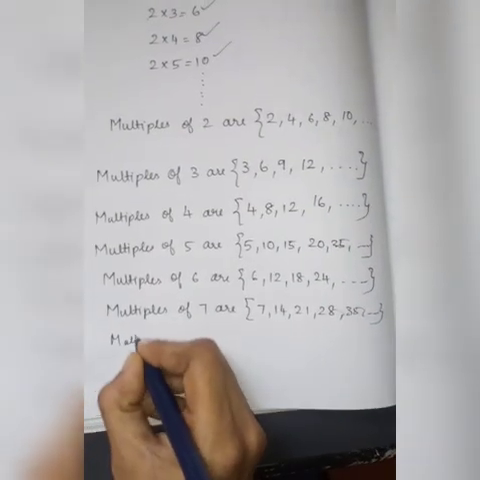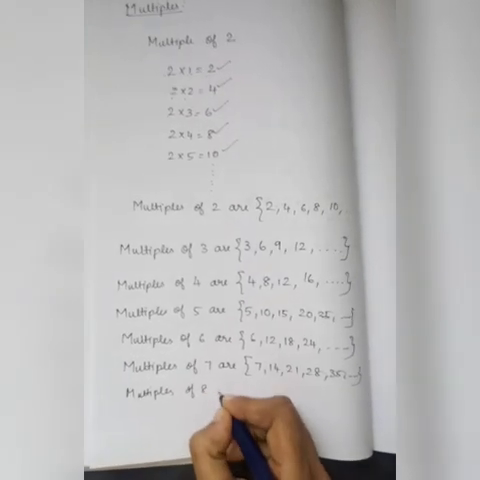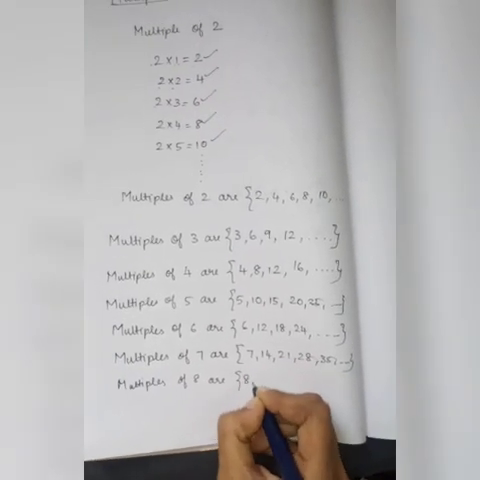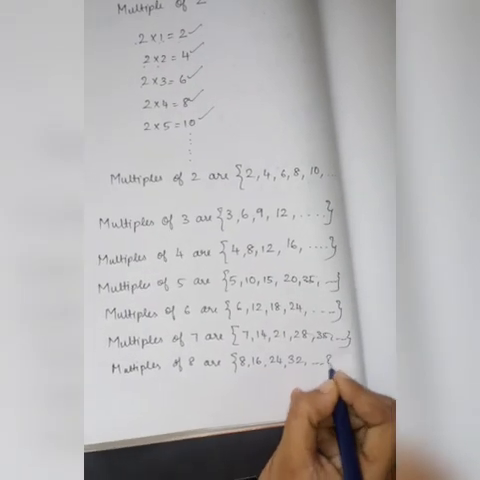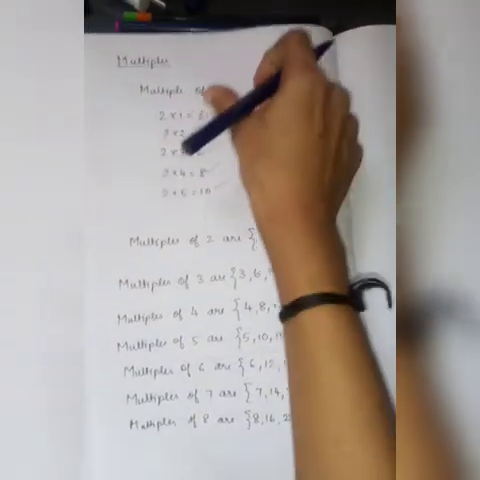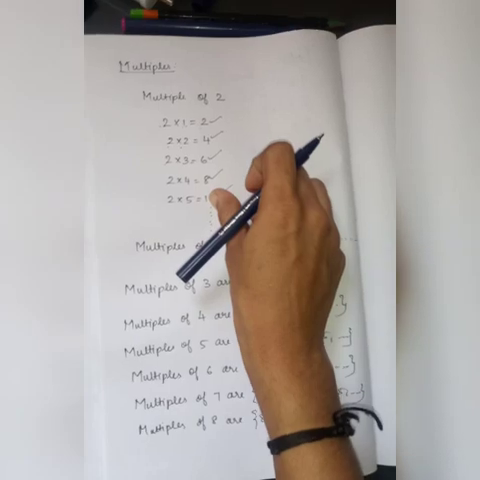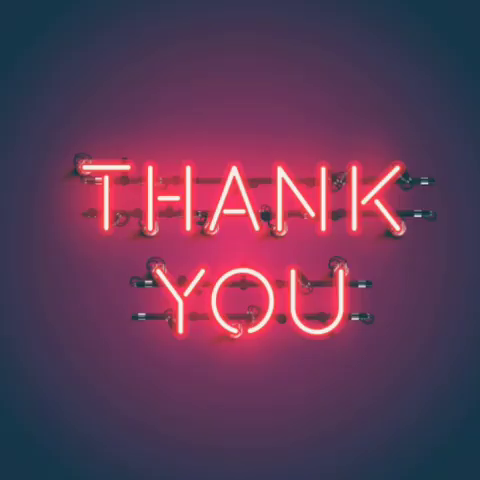Then multiples of 8 are 8, 16, 24, 32, etc. Likewise, you can write all the multiples of every number. Multiples means only our answers you will write. Understood? In this session, we have discussed the definitions of factors and multiples, and how to find the factors and how to find the multiples through a few examples.